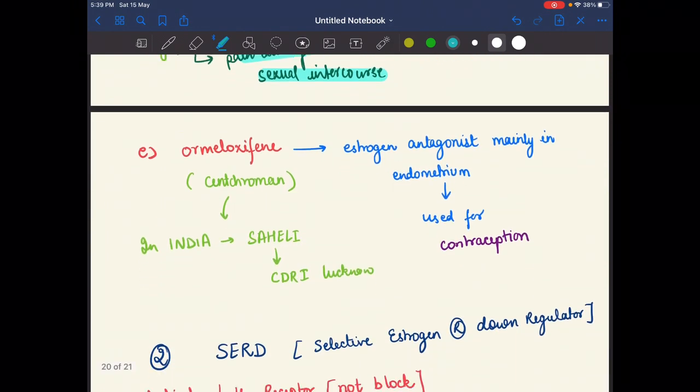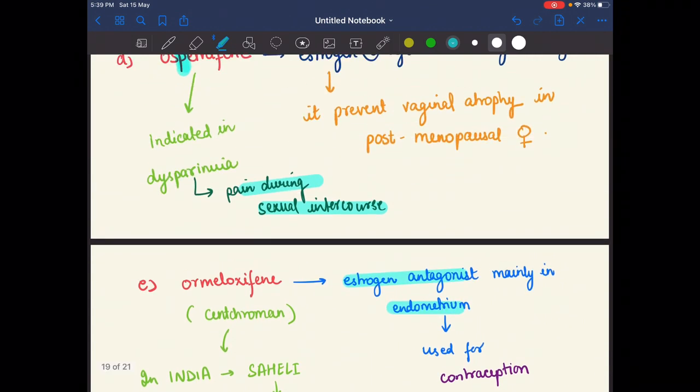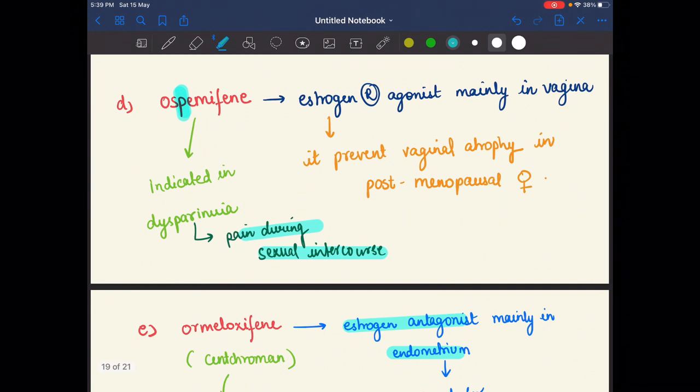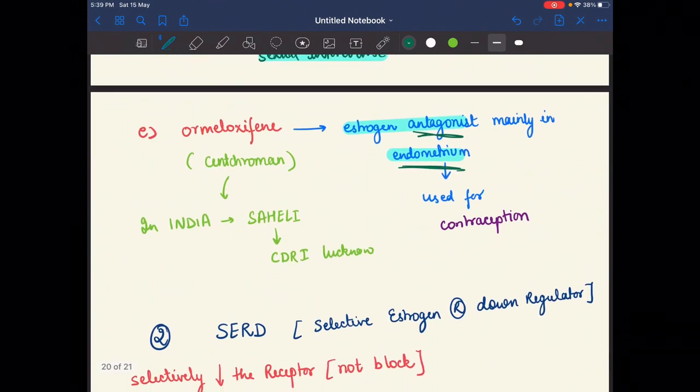Next one is ormeloxifene. It acts as an estrogen antagonist in the endometrium, and ospemifene acts as an estrogen receptor agonist. Here it is agonist, here it is antagonist. Ospemifene is in the vagina and ormeloxifene is in the endometrium. So this one is different and this one is different. Ormeloxifene, estrogen antagonist, mainly in the endometrium. So it is used for contraception.